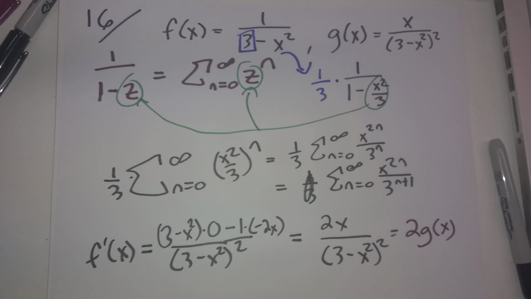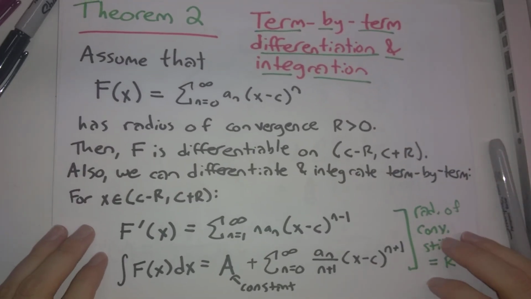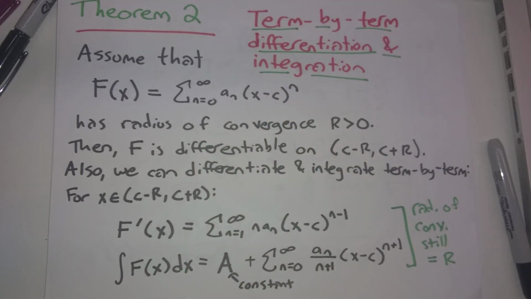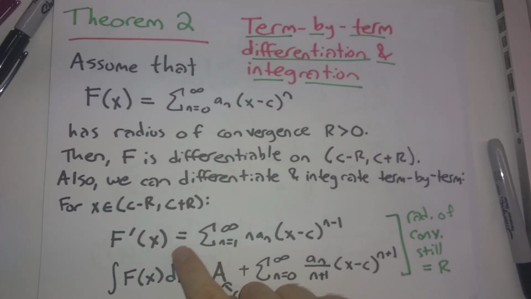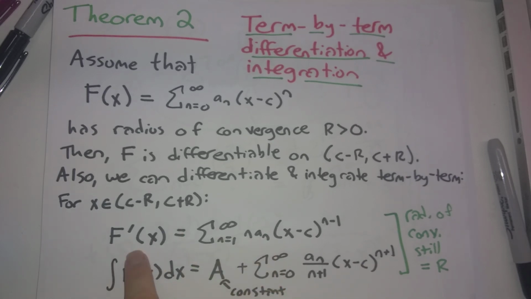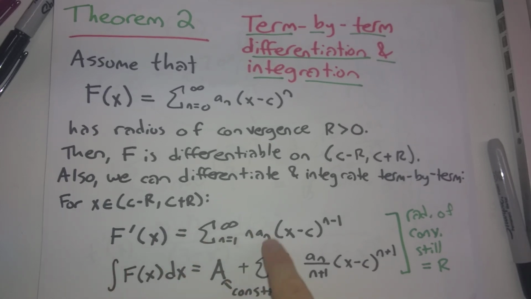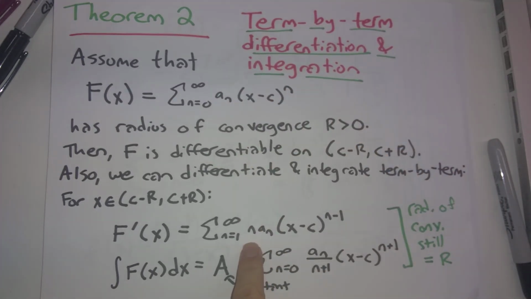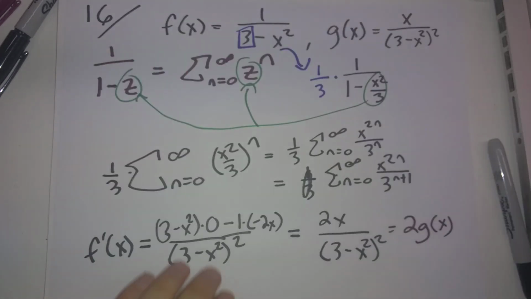Okay, so what good does that do with power series? Now let me bring back this theorem here: term-by-term differentiation and integration. In this case, we're looking at term-by-term differentiation. If we have a power series here, we can just differentiate it term by term to end up with the derivative of f of x. So x minus c, bring down a factor of n, reduce the exponent to n minus 1. We just differentiate each term one at a time.